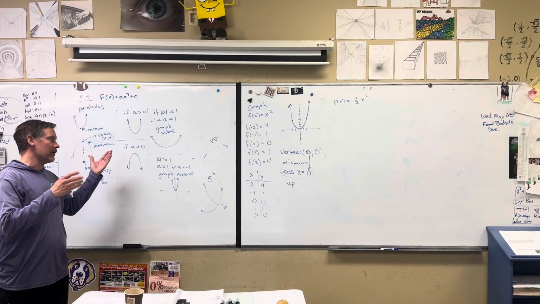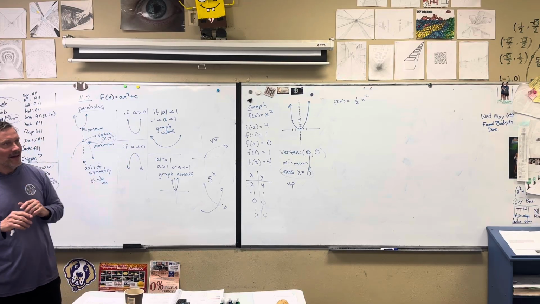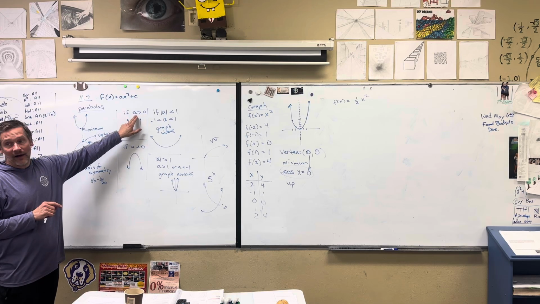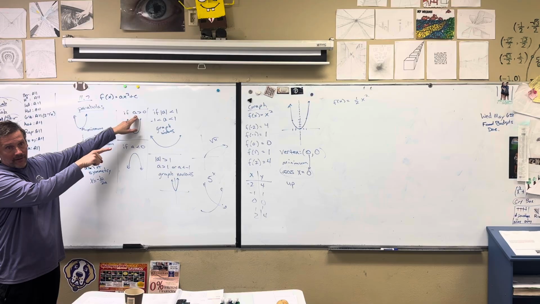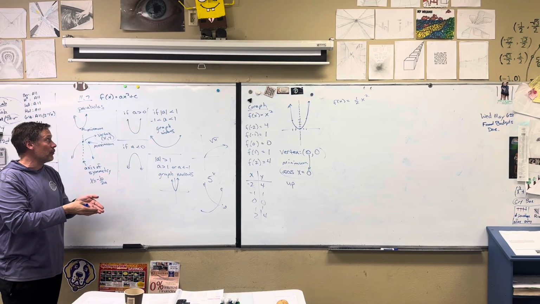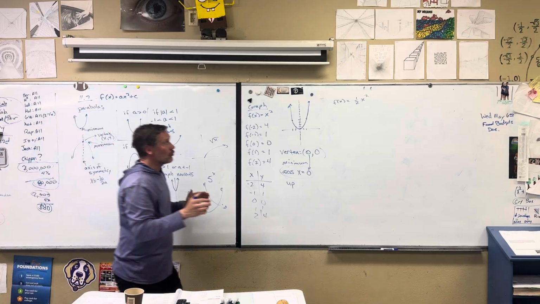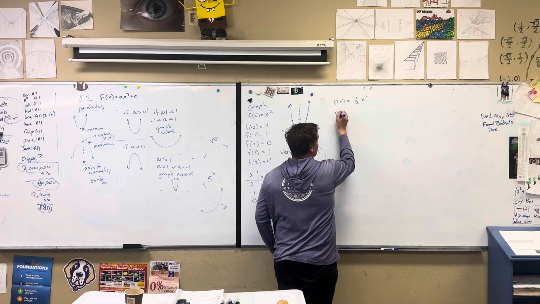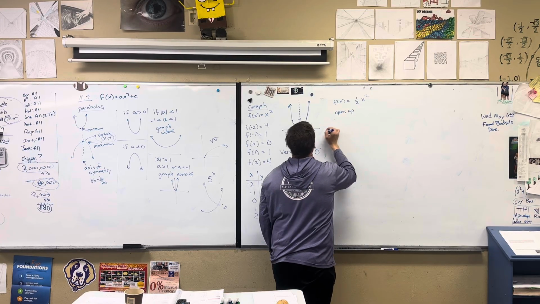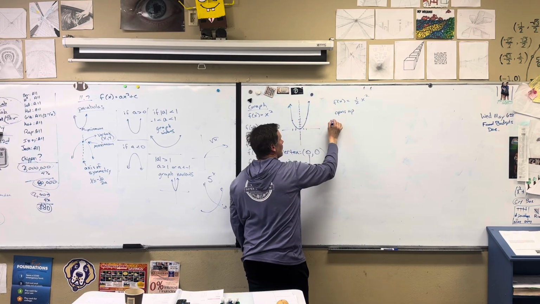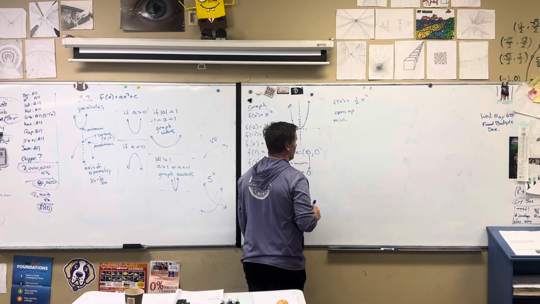We have to come all the way back over here with all this discussion. For starters, is a positive? What is a? I just told you a is 1/2. So a is positive, so does it open up or does it open down? It opens up. So right away I could state some things. If it opens up, does it have a minimum or a maximum? If it opens up, it'll have a minimum, okay? Opens up and it's got a minimum.